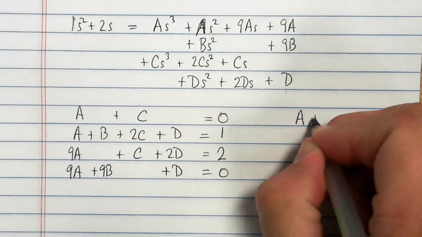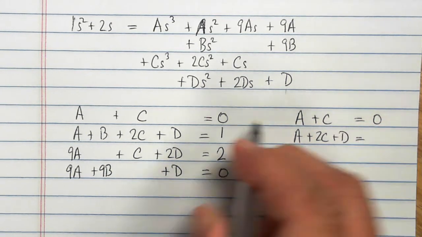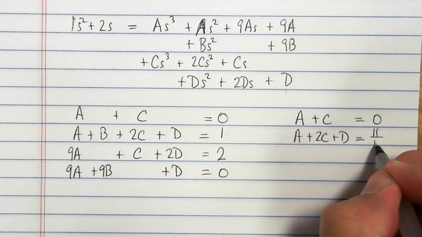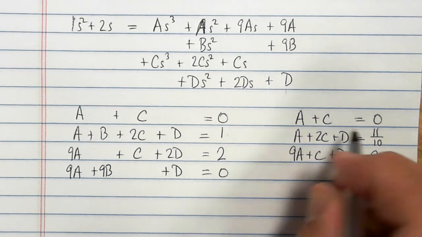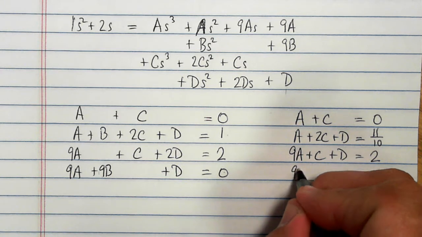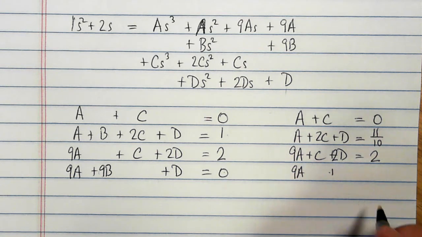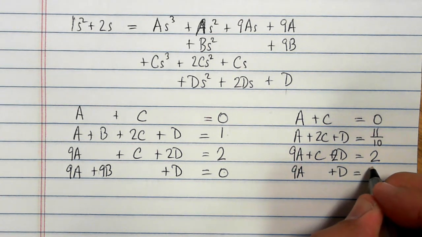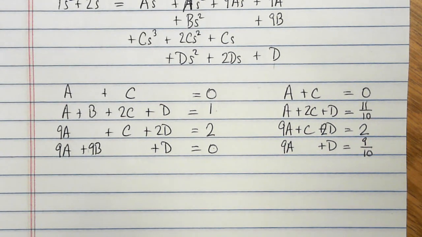So I get a plus c equals 0. A plus 2c plus d is equal to, if I bring the -1/10 over here, I get 11/10. Third equation stays the same. And the last equation, if b is equal to -1/10, if I bring that over, I get 9a plus d. This should have been 2d here, I apologize. 9a plus d is equal to 9/10. And so I've got this system of equations to solve for a and b. Now, unfortunately, there's no real shortcut to this except doing what we can.